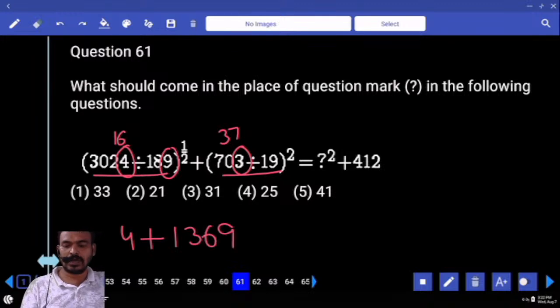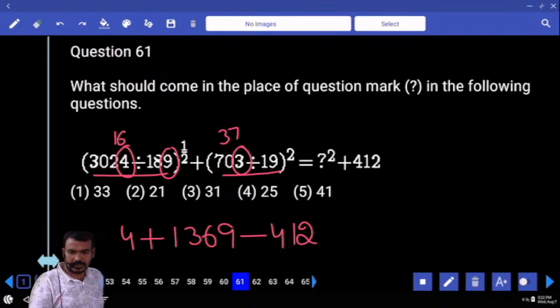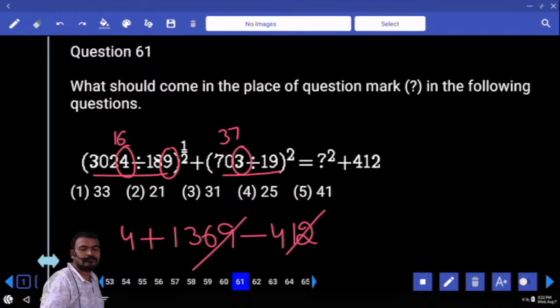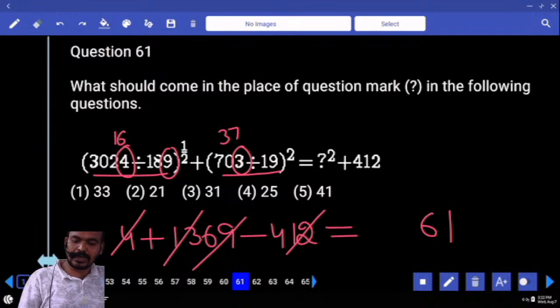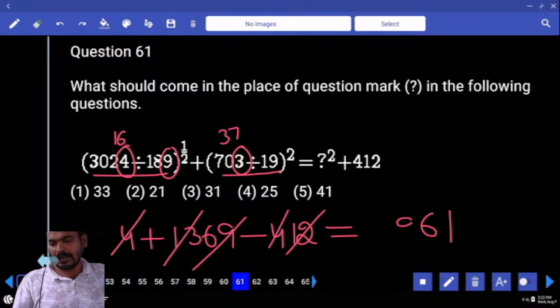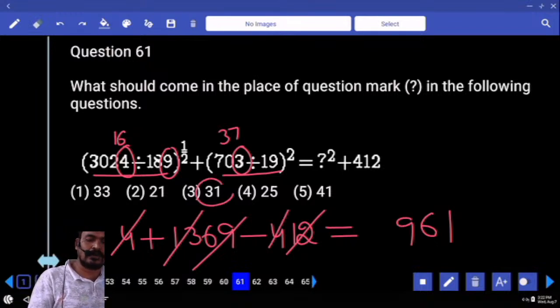1369. Out of this one we are subtracting 412. First 69 minus 12, 57 plus 4 and 61. 13 minus 4, 9. 961. Which one square?